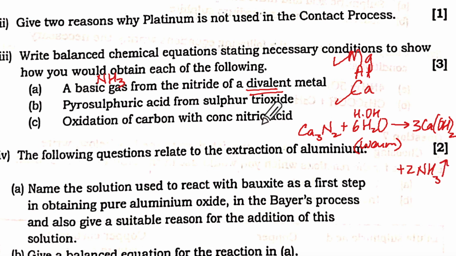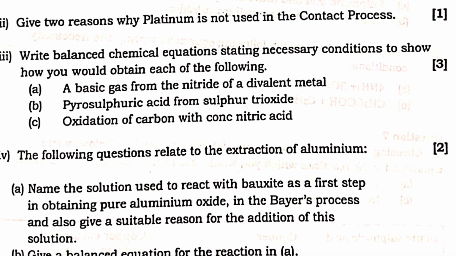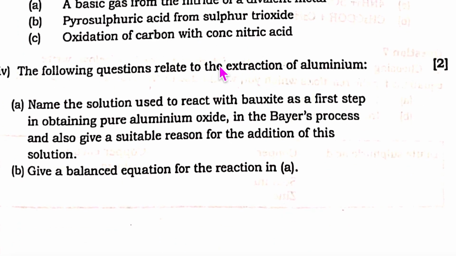Okay, then 6H and 2N means 2NH3. NH3 up arrow. Pyrosulfuric acid from sulfur trioxide. This is easy. SO3 is dissolved in H2SO4 conc. You must mention that, otherwise you will lose your mark. So H2S2O7. And this is your pyrosulfuric acid. Oxidation of carbon with nitric acid conc. This is easy. You will get CO2, H2O and NO2.